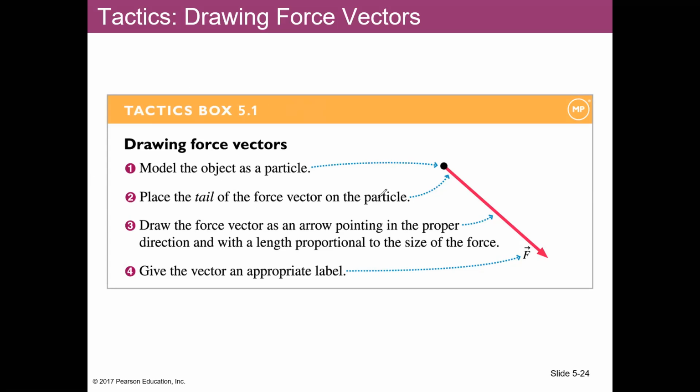Model the object as a particle, draw the tail of all the vectors at the same point on the particle, draw the force vector as an arrow pushing away from the particle in the proper direction. What is the last one? Give the vector, because it is a vector, an appropriate label. So label the vector. Let me do an example of these types of issues that we can encounter when we're doing these things. Because it's one thing to read the tactics boxes, it's another thing to see it in a context.